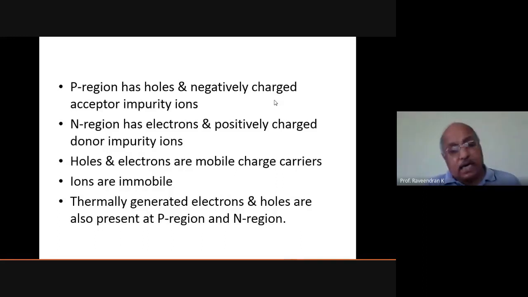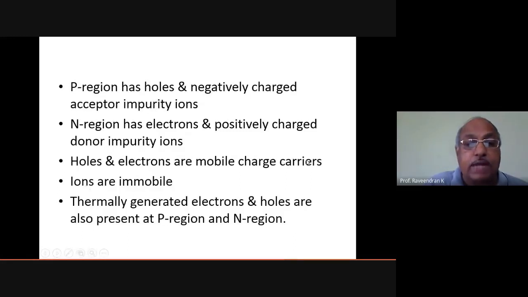The N region has electrons, and we have seen the N region has a large abundance of electrons available and positively charged donor impurity ions. The P region has a large number of holes available and negatively charged acceptor impurity ions available. And the holes and electrons are mobile charge carriers in the case of this particular device. Holes and electrons are mobile charge carriers. Why are they called mobile charge carriers? Because the mobility of the charge carriers is due to the electrons and holes, and ions are immobile.